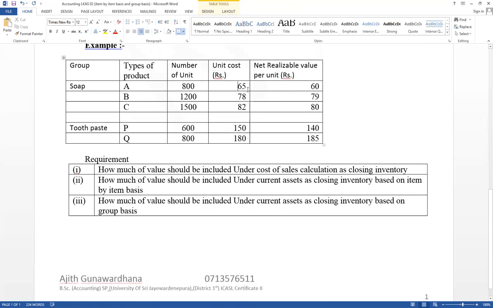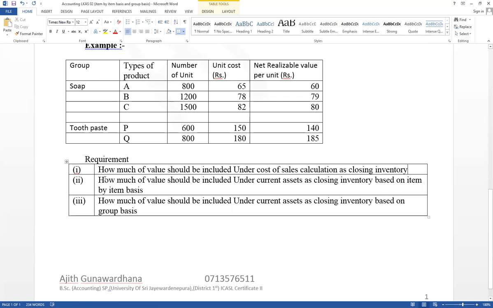Then in this example, there are two categories, two groups given. Those are the items, type of product, and it has given the number of quantity, cost per unit, and net realizable value per unit. For the first requirement, they ask how much value should be included under the cost of sales calculation as closing stock. Based on the matching concept, the cost value should be included.